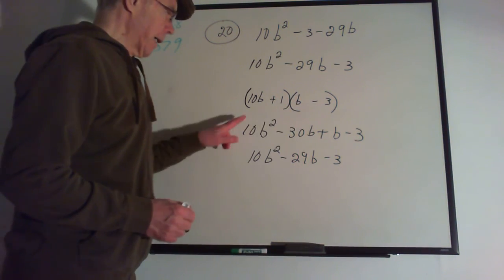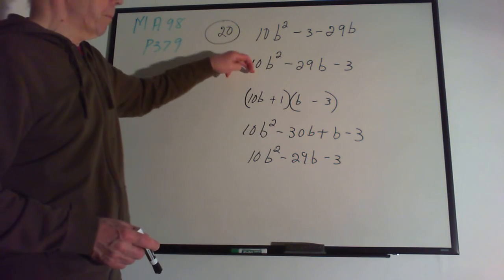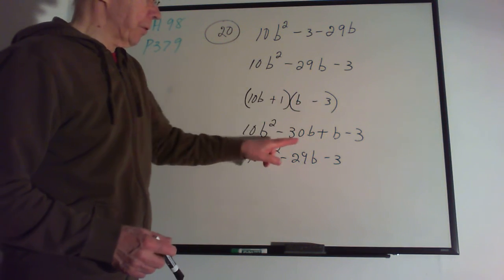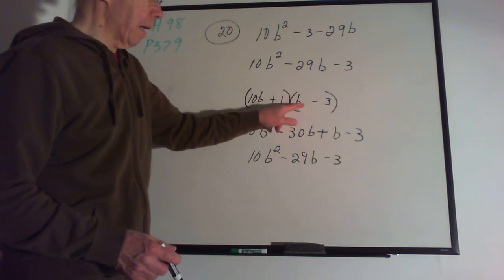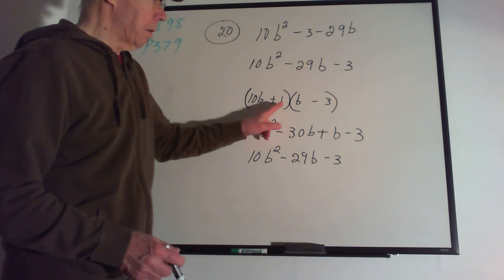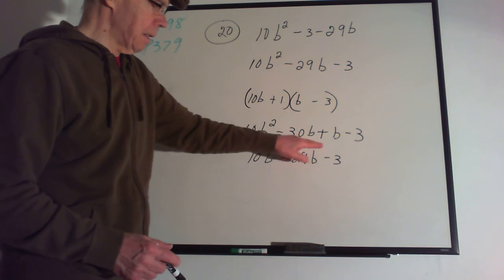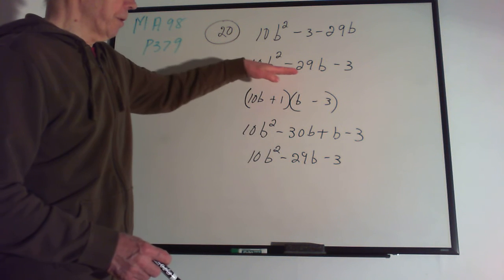All right, I multiply back out, 10b times b gives me a 10b squared, which is what I have up here. 10b times minus 3 gives me minus 30b. 1 times b gives me b. 1 times minus 3 gives me minus 3. I combine those, I end up with my minus 29b minus 3, which is what I have here.